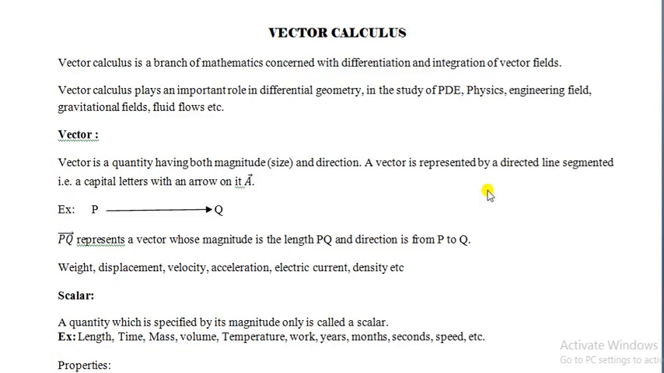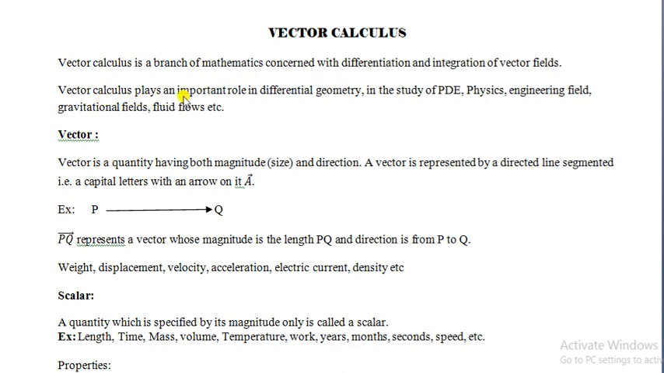Welcome back to the new module, vector calculus. Vector calculus is a branch of mathematics concerned with the differentiation and integration of vector fields. Vector calculus has so many applications in our day-to-day life.